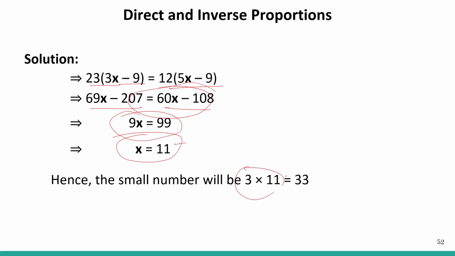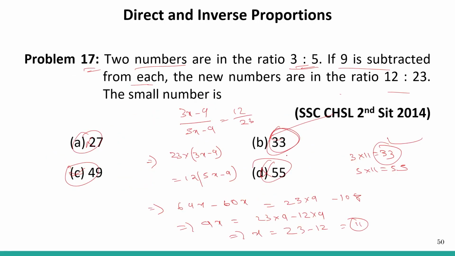So 3 into 11 is equal to 33, and the other number is 5 into 11, which is equal to 55. So the smaller number is 33. That is why 33 is the correct answer.